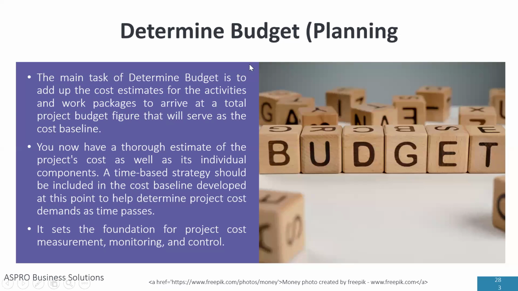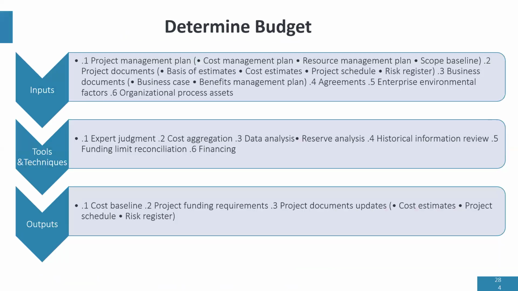So determine budget is where we add up all the cost to get the total project budget, or what we call the cost baseline. Now, in order to do this, we have a number of things to consider, which are the inputs. Of course, the cost management plan gives us the control thresholds, the limits to the budget. The resource management plan is important because of the logistics of your resources.